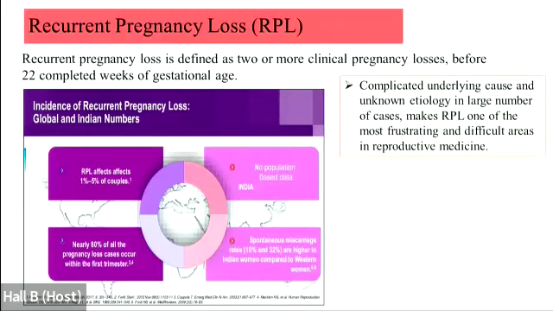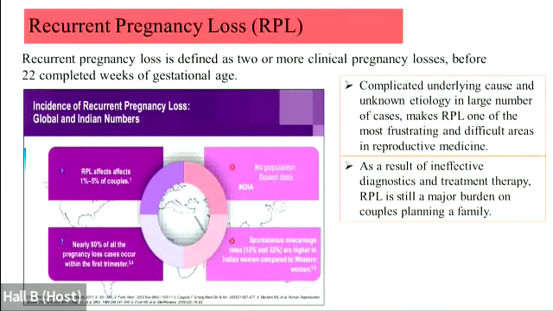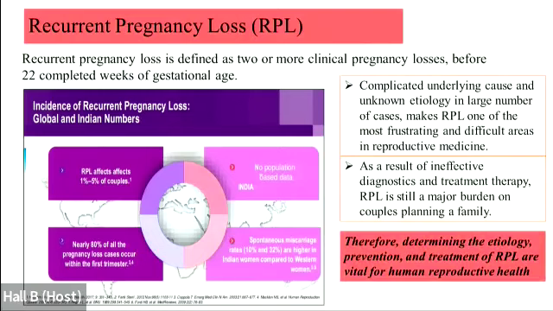Since the underlying etiology is very complicated, it makes RPL one of the most frustrating and difficult areas in reproductive medicine. Because of ineffective diagnostics and treatment therapy, it is a major burden for couples who are planning a family. Thus, we believe that determining the etiology, prevention, and treatment of RPL are of vital importance for human reproductive health.